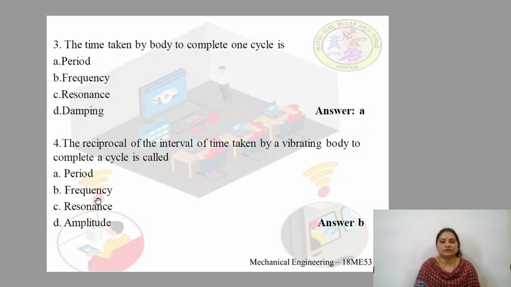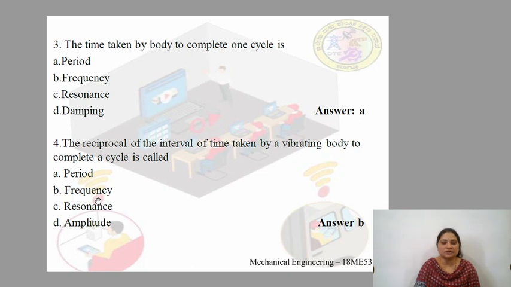Now the third question, the time taken by a body to complete one cycle is. In the first session we discussed the different terminologies pertaining to vibration. The time taken by a body to complete one cycle is called the period. So therefore, in the options given, we have period, frequency, resonance and damping. So the right answer will be answer A, that is period.